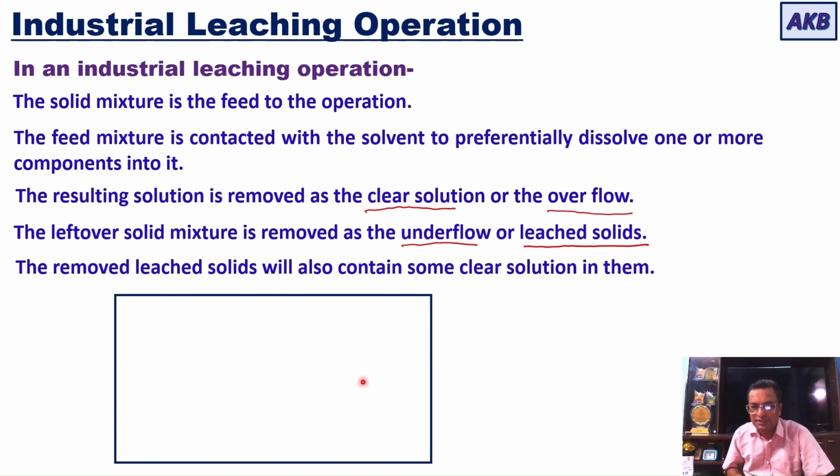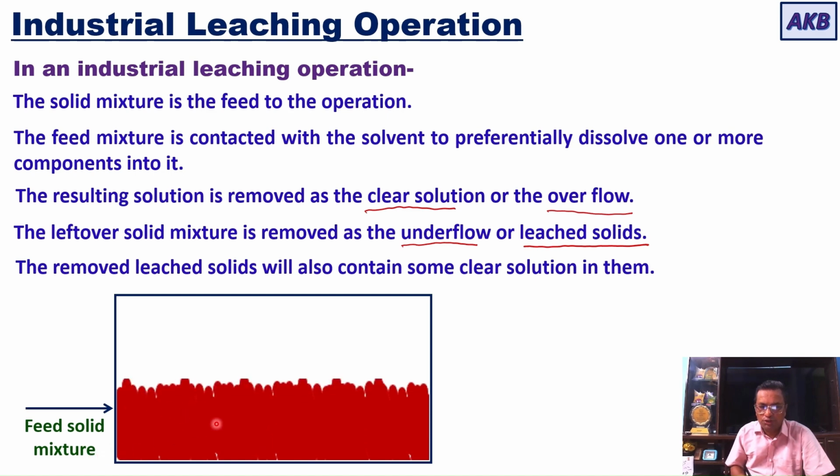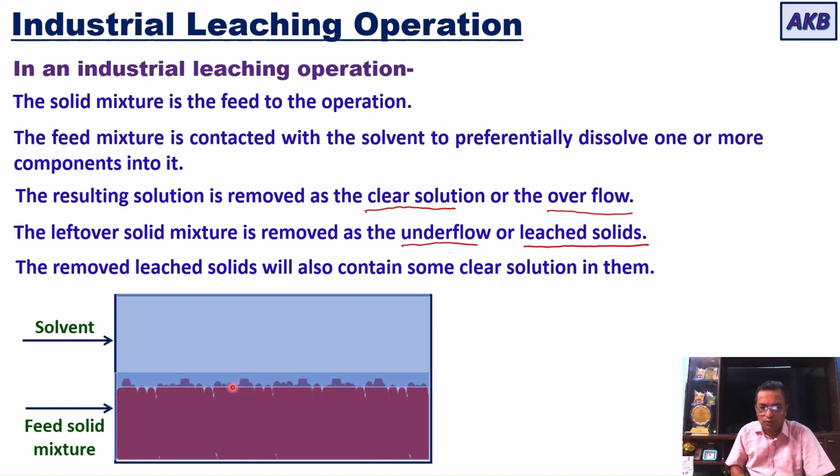So if you have to represent the operation schematically, you can represent it in this way. Let us say that this rectangular block is representing the leaching operation. Feed is a homogeneous solid mixture, which is admitted into the operation and then contacted with a suitable liquid. We call that liquid the solvent. The solvent comes in contact with the solid mixture, and during this contact, one or more components from the solid mixture get preferentially dissolved into the solvent.